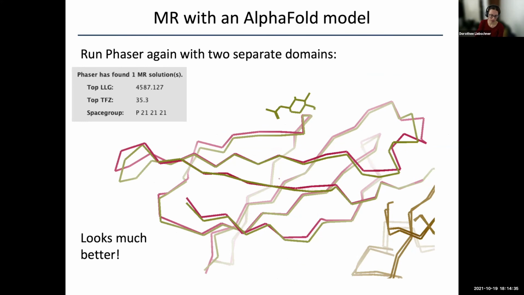I hope this example shows you how AlphaFold models can be used for molecular replacement. And that's all I wanted to show you today in this presentation. If you have any questions, I'm happy to answer them.